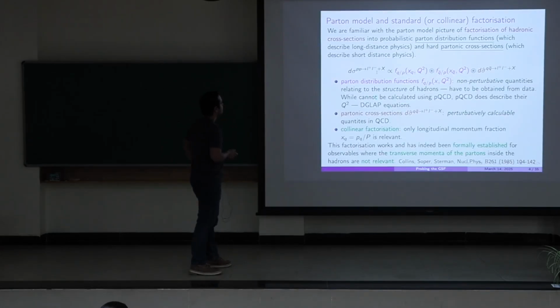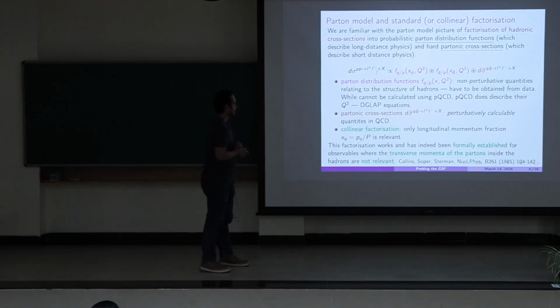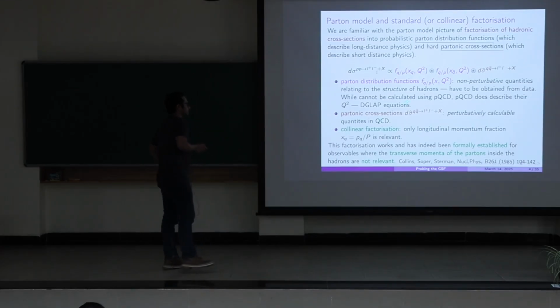And in the traditional factorization, which is known as collinear factorization, the partons are described mainly by the fraction x, the momentum fraction of the proton that they carry. So they are essentially quantities related to the structure of hadrons, and they have to be obtained from fits to data. They're non-perturbative quantities. While they cannot be calculated using perturbative QCD, pQCD does describe their Q-squared evolutions. And the partonic cross sections themselves are perturbatively calculable, in most situations.